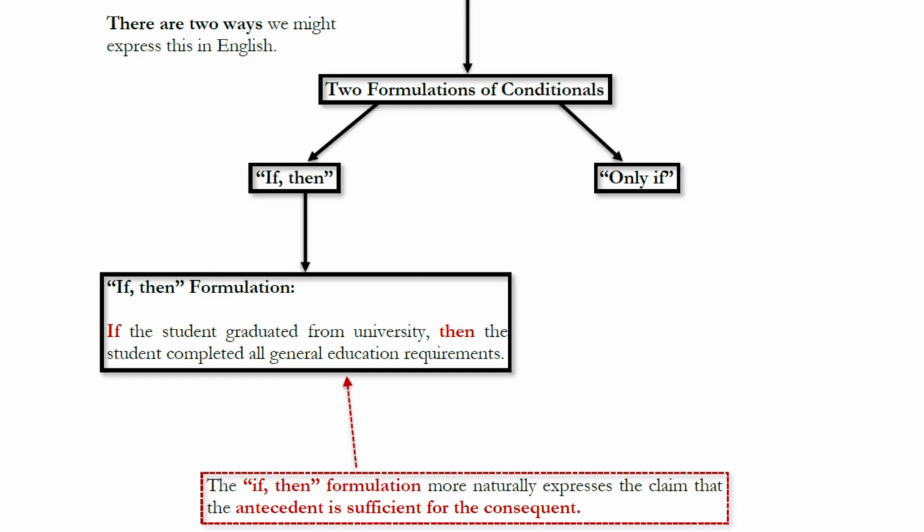However, there are times when using this formulation can be a more or less natural means of expressing our intended meaning. In comparison to the only if formulation that we will discuss shortly, the if-then formulation most naturally expresses the idea that the antecedent is a sufficient condition for the consequent. So if the point you really want to emphasize is that graduating from the university guarantees that you must have completed all general education requirements, then this is a formulation that would make sense and express that idea well.